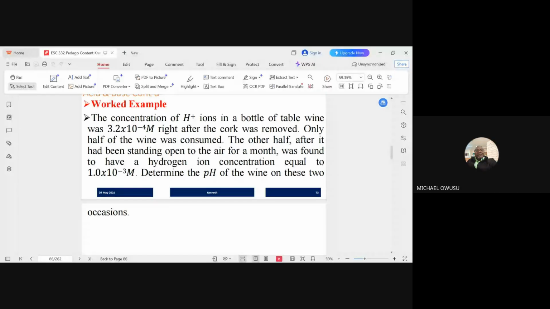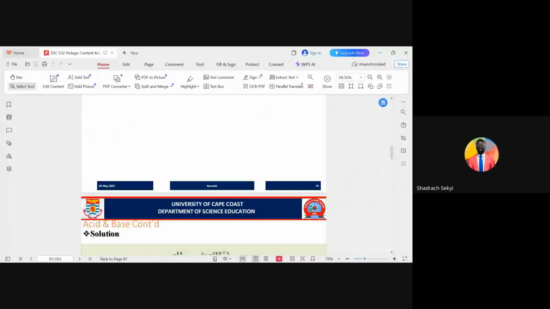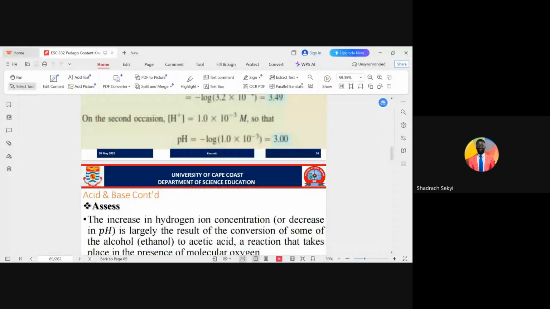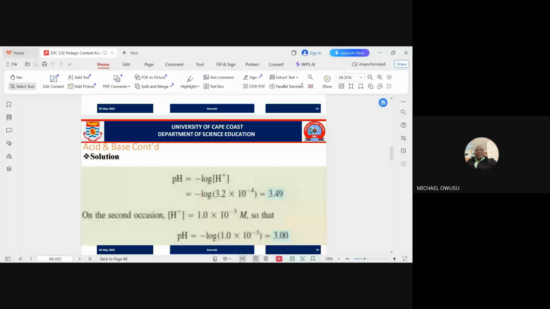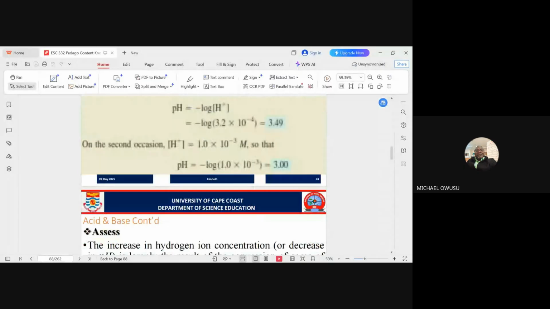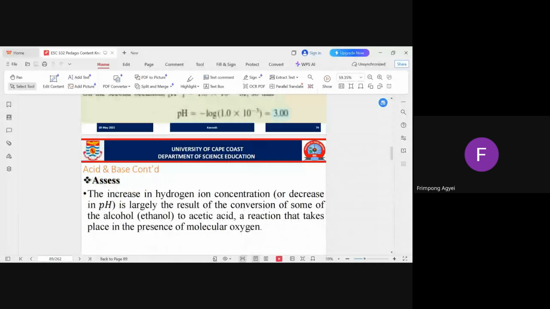Okay, thank you. You people have understood the concept very well. With this answer, the 3, you said 2 decimal places, so will it be right rather to say 3.00 or is the 3 okay? If it's 3, it's 3.00. Yes, Doc, 3.00. So that is what I'm having here. The first one is 3.49, and the second one is 3.00. Okay, so that is good. Are you okay? Yes, Doc, I'm okay.